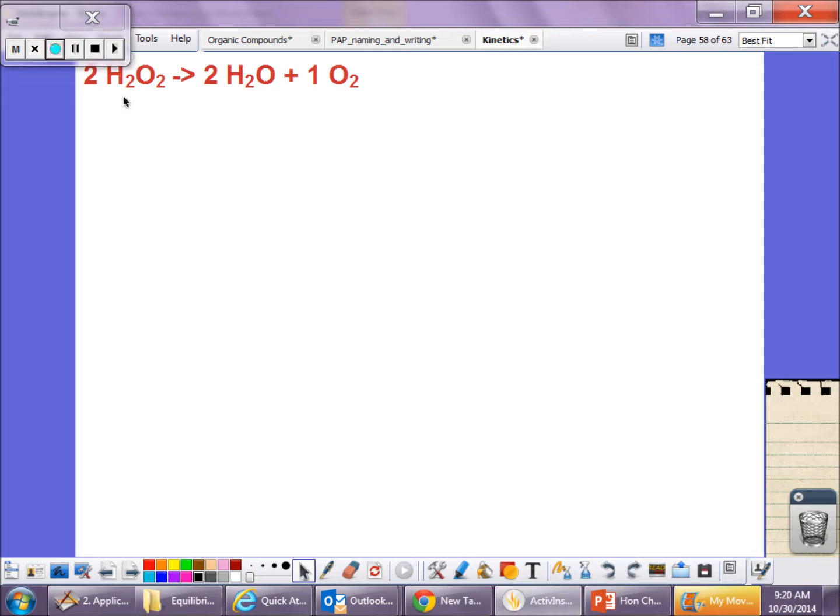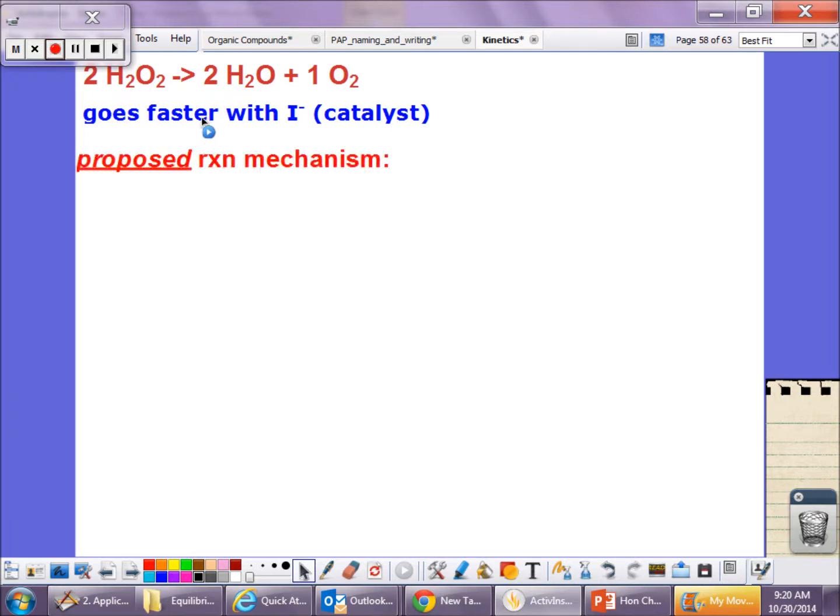Now this is hydrogen peroxide that will produce water and oxygen. For this reaction to go faster, you use a catalyst. Let's say you use potassium iodide as a catalyst. That iodide, this is a proposed mechanism. So this is your balanced equation. This is a proposed mechanism. This is the slow step. You have hydrogen peroxide plus the catalyst give you water and an intermediate.